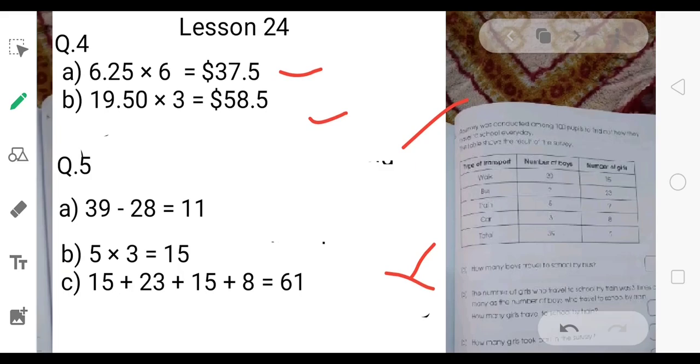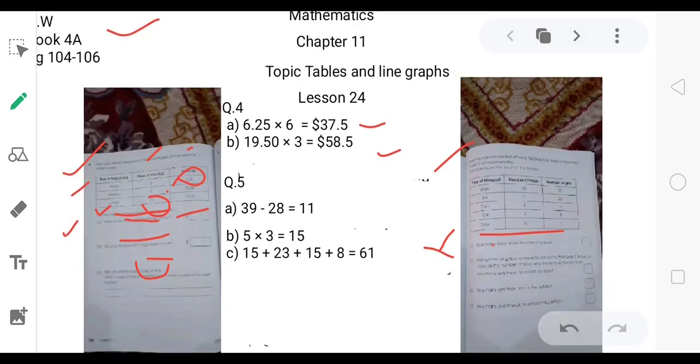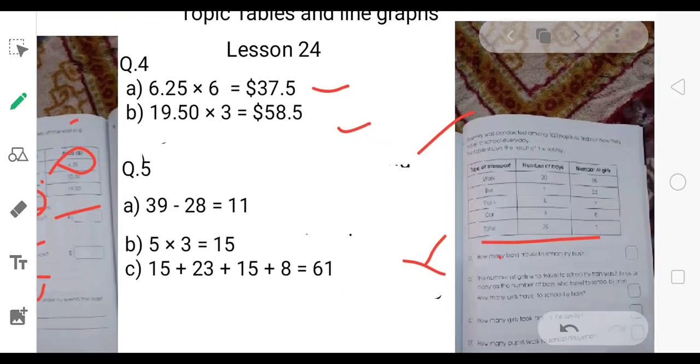Again, in the last one, they have taken the total of these things. Okay, now come to the question. The first question is saying how many boys travel to school by bus.